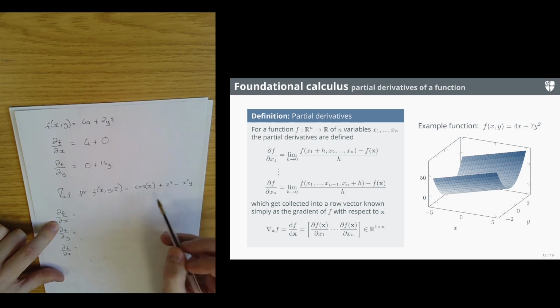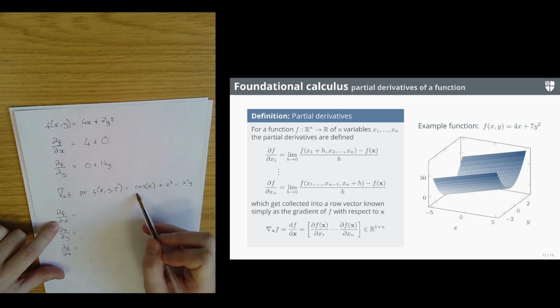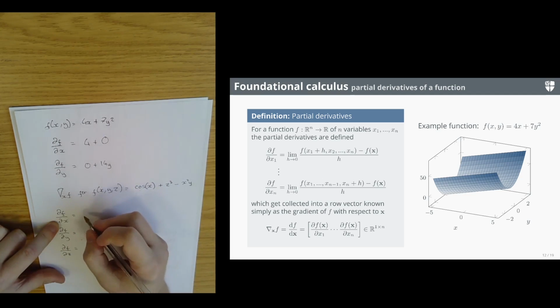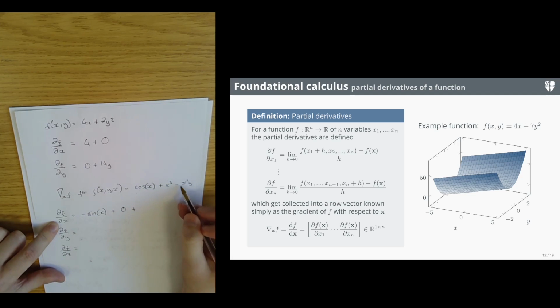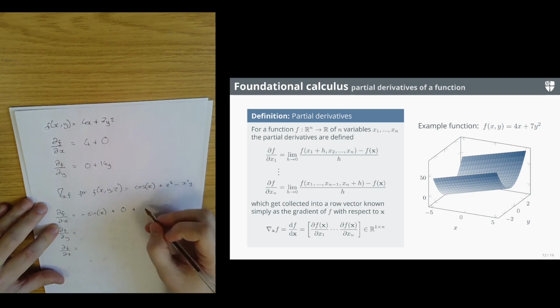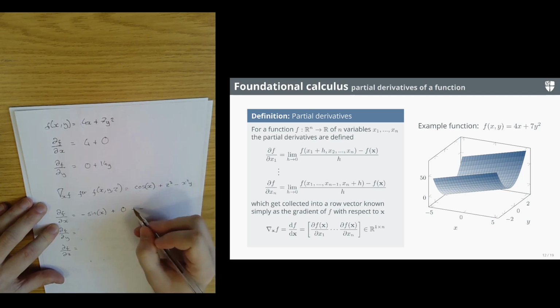So do you remember the definition of cosine of x? We said it went sine of x, cosine of x, minus sine of x, minus cosine of x. So the derivative of cosine of x is minus sine of x. So we're going to write out minus sine of x. And then there's no x's in this term, so it's plus 0. And then there's an x in this, so we need to differentiate this. And again, we're going to use the power rule, so it's plus minus, which is actually minus 2xy.